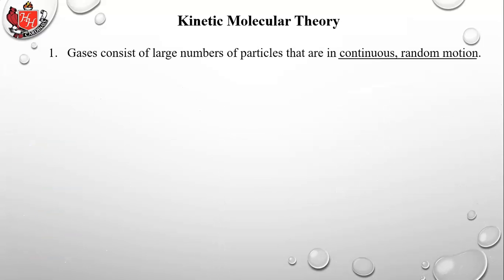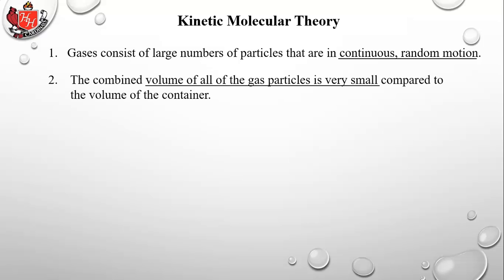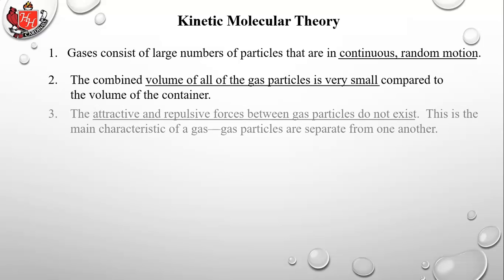Okay, kinetic molecular theory is just a basic theory of how atoms and molecules in gas form react. Here's the first principle: gases consist of large numbers of particles that are in continuous random motion. The combined volume of all the gas particles is very small compared to the volume of the container. That means the gas particles aren't right next to each other. They're spaced out pretty far from each other.